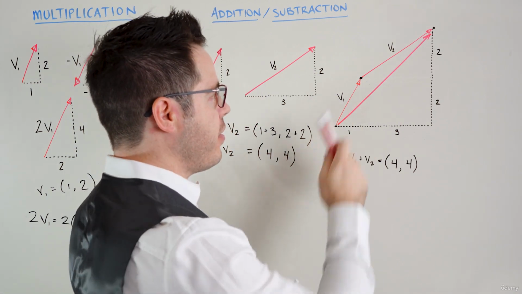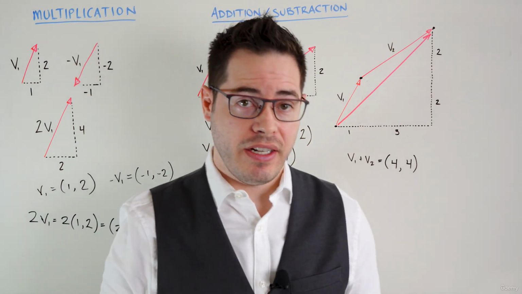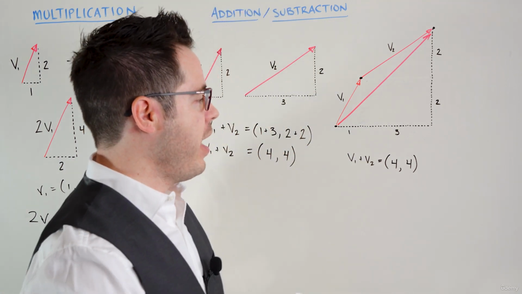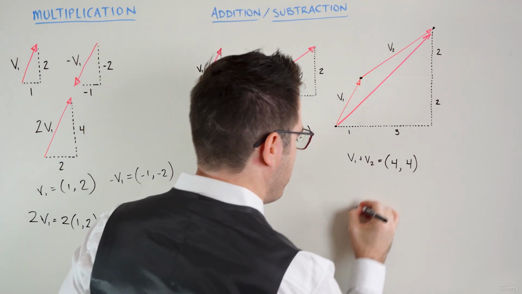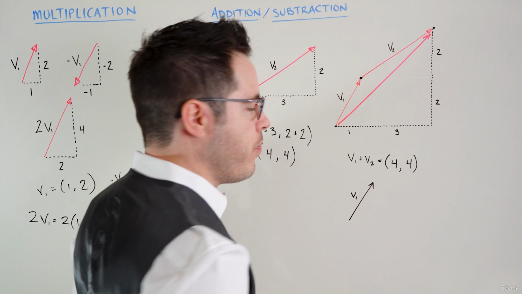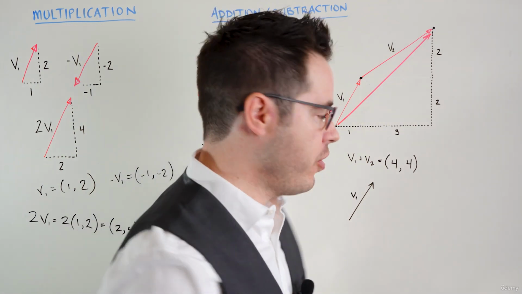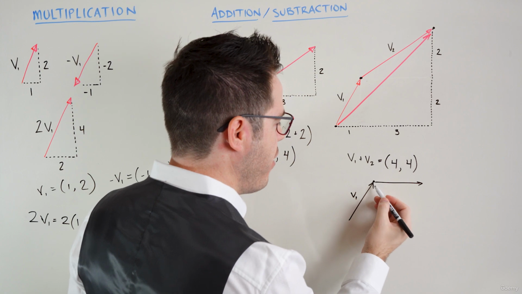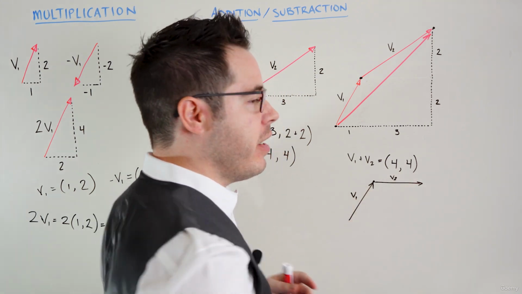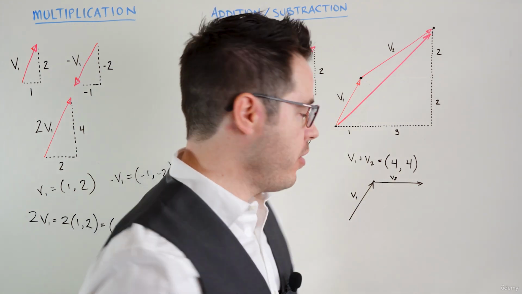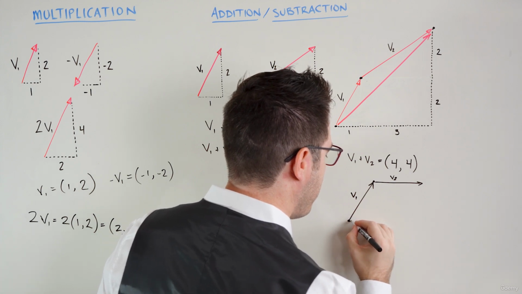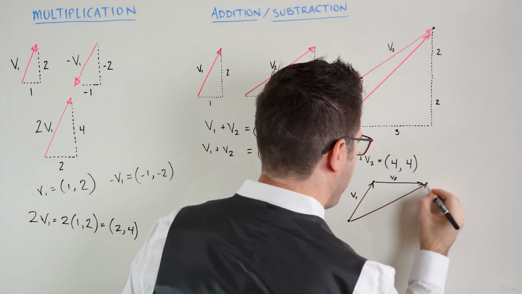Now, we can use this geometrical significance to our advantage in game development, and we're going to do that very soon. In general, any vector v1, when added to vector v2, if we place v2 such that its tail is at the head of v1, then the resultant vector, v1 plus v2, is the vector from the tail of v1 to the head of v2.